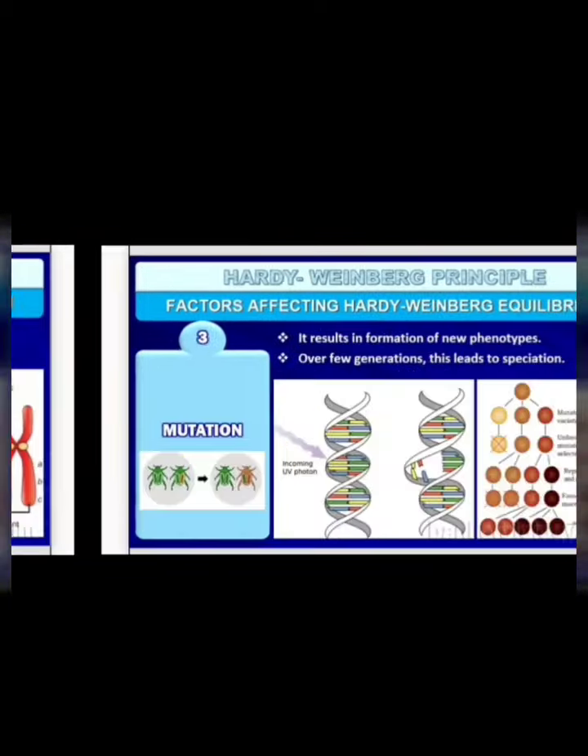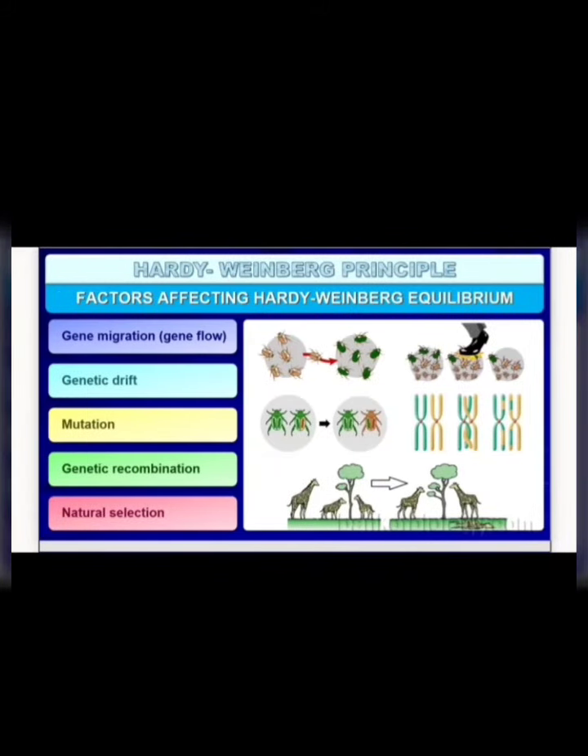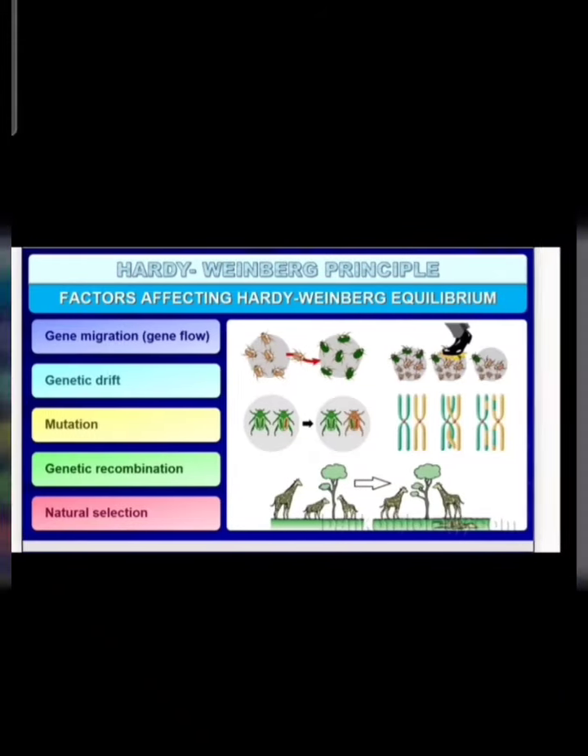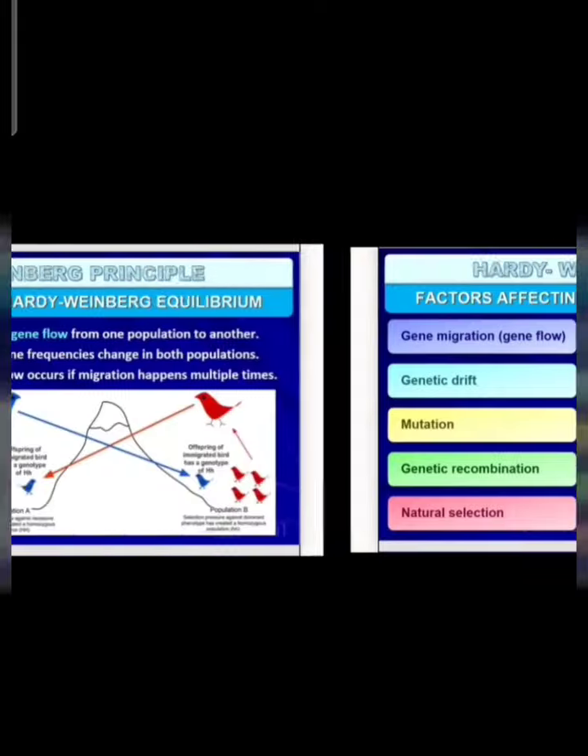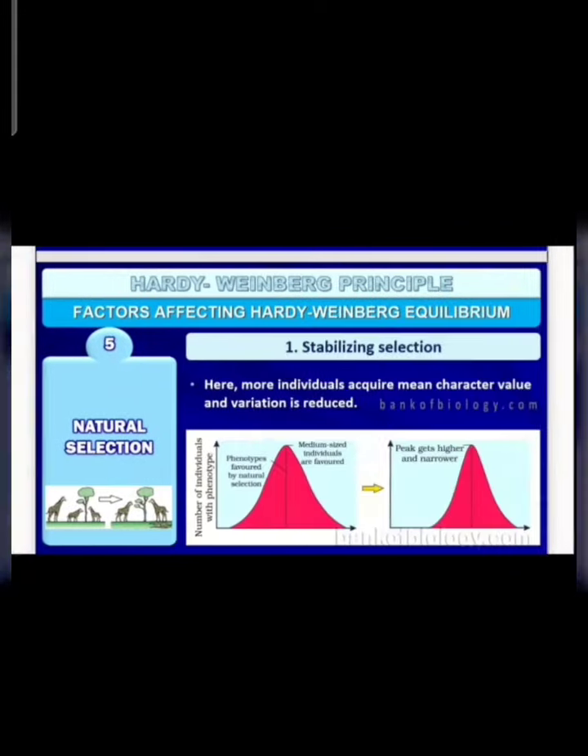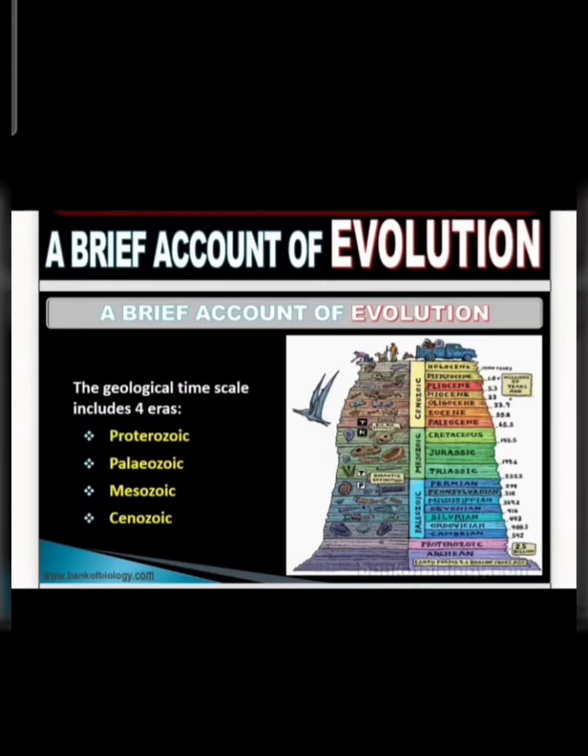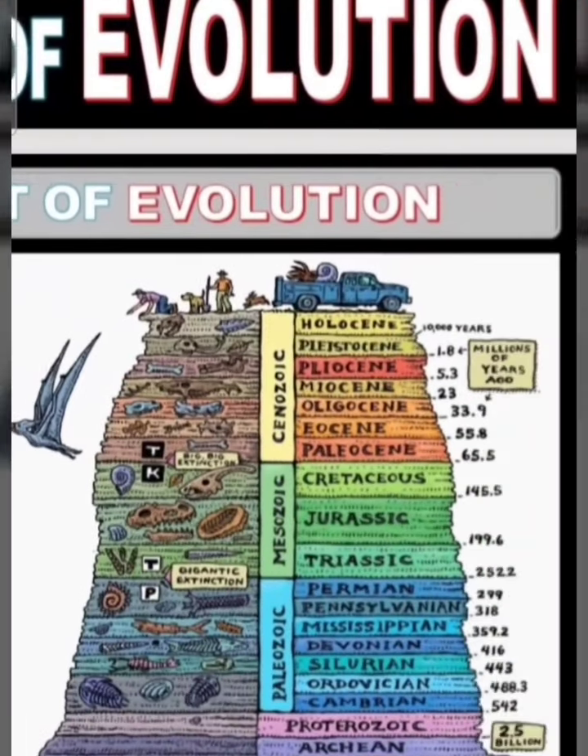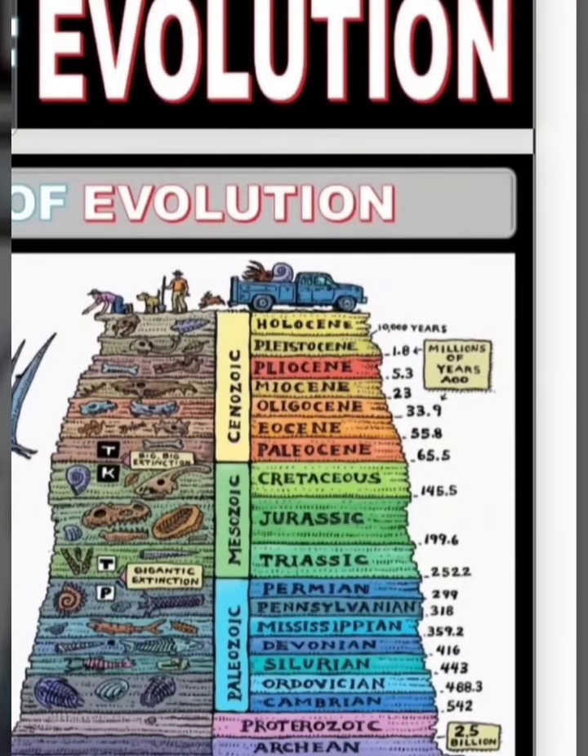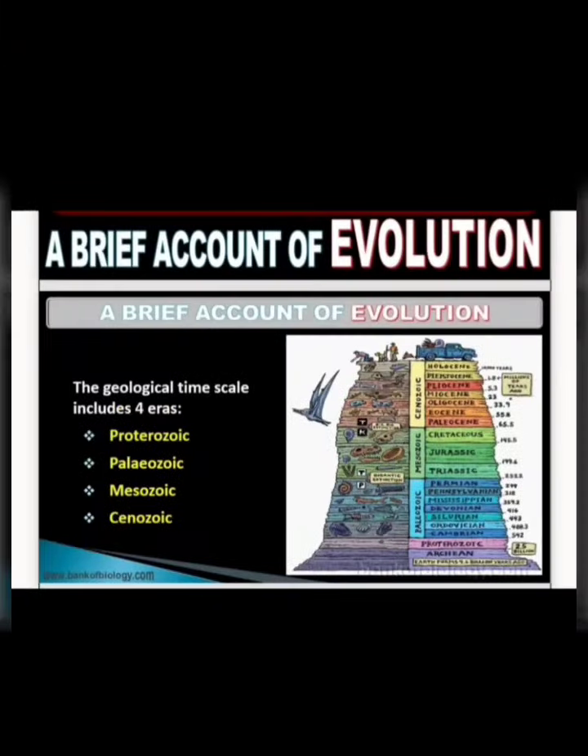These are the factors that actually affect Hardy-Weinberg equilibrium. If there are no such factors, then Hardy-Weinberg equilibrium will be stable. Next we'll study a brief account of evolution. There are eras, and we can use the geological time scale. As you can see, in which geological time, what kind of species actually occurred, we can study through the geological time scale.